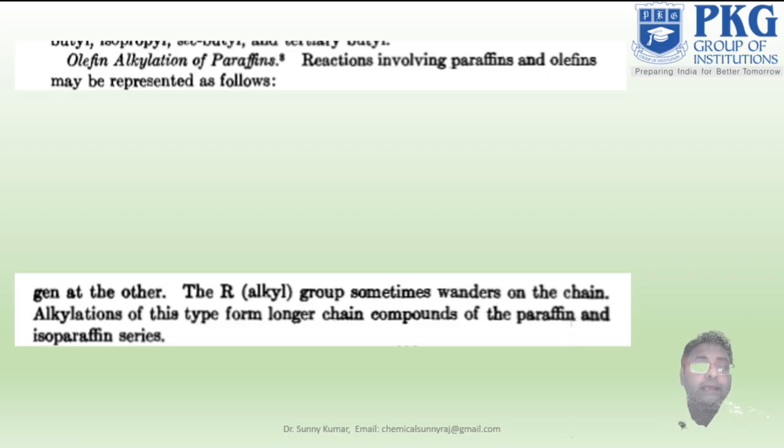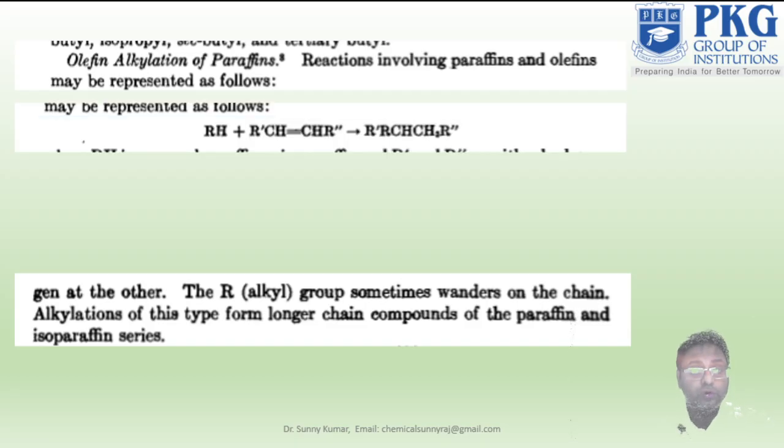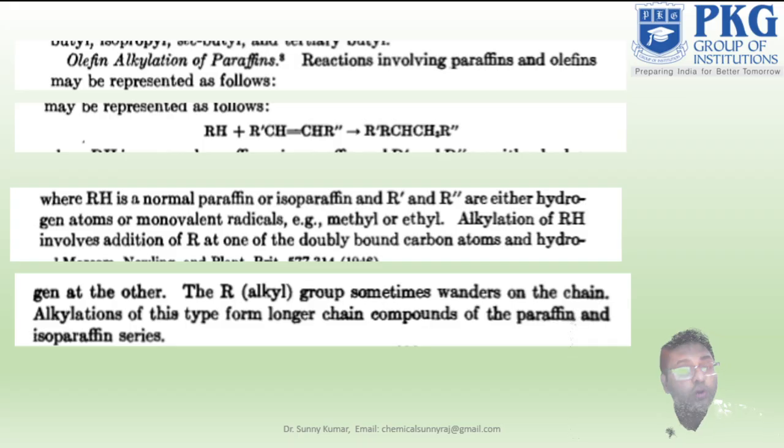So, the olefin alkylation of paraffins. Here the reaction involving paraffins and olefins may be represented as follows: RH plus R'CH=CHR'' will create R'RCH-CH2R''. So this is a paraffin. Generally in olefin alkylation of paraffins, RH is a normal paraffin or isoparaffin, and R' and R'' are either hydrogen atoms or monovalent radicals, methyl or ethyl.